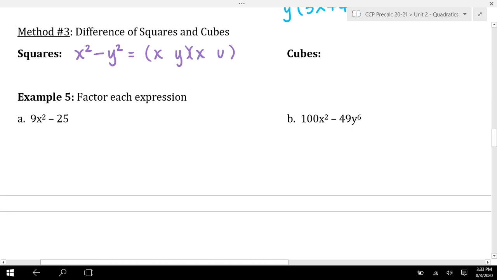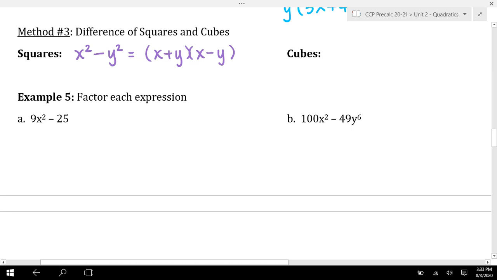The square root of y squared is just y. So y times y. And then to create that minus, we would need both a positive and a negative value of y. And again, think about if you were to distribute this out or FOIL this out, you get right back to where you started.